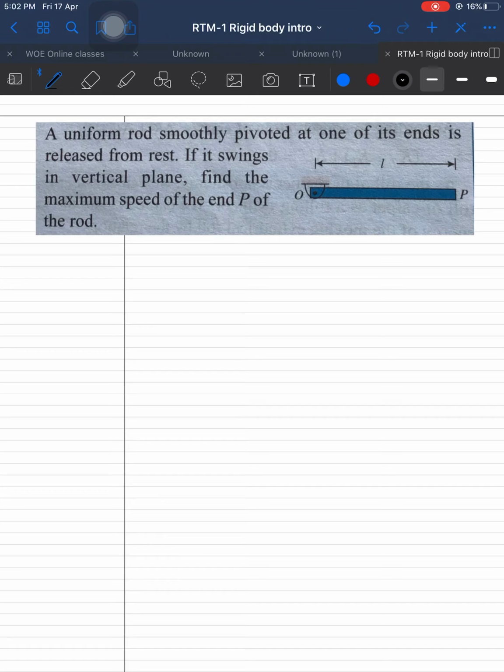And see this question: a uniform rod is smoothly pivoted at one end, its other end is released from rest, and it swings in a vertical plane. Find the maximum speed of end P. Maximum speed will be when the rod goes from horizontal position to vertical position. So apply the work energy theorem. The maximum speed at the end P, V is equal to, what is the formula, R omega.